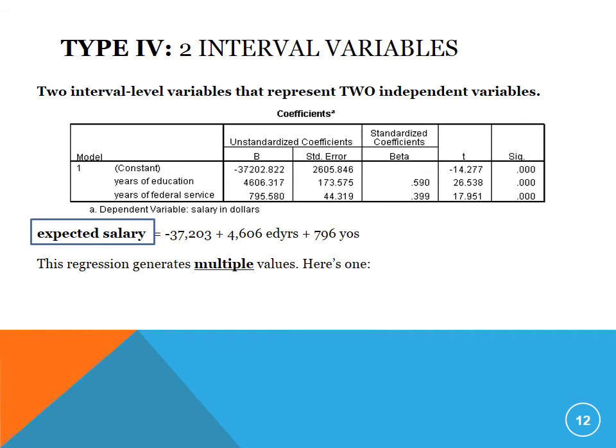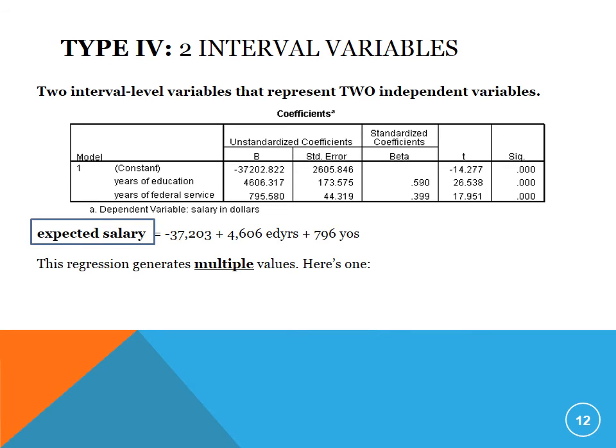Type 4 is two interval level variables, representing two independent variables. Our dependent variable is still salary. Our independent variables are now two different types of years: years of education, and years of federal service, how long you've worked at the federal government. Our equation is there as you see.